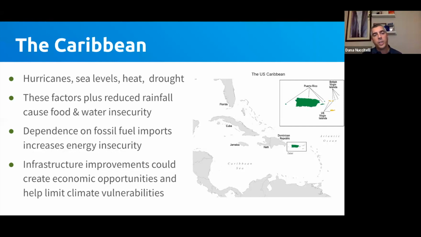But there's a lot of opportunities for infrastructure improvements, switching to potentially distributed renewable energy sources that could create a lot of economic opportunities associated with installing that infrastructure and also help limit their vulnerabilities to climate change by making them more resilient, less dependent on these imported fossil fuels.